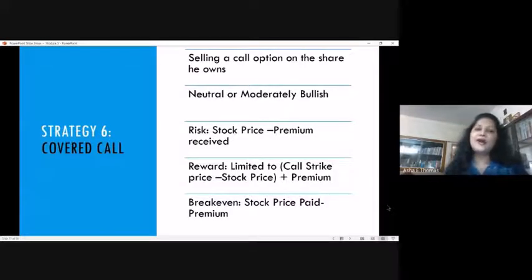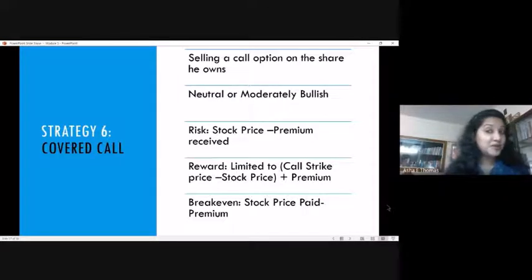Now here, what happens is you're selling a call option on the share you actually own. Okay, you own a share, you actually bought a stock, and you have it with you, and then you are selling a call option. Now why do you sell a call option? You give the right to the other person to buy the asset. Now when will the other person exercise the right? When he is able to get the asset at a lower price than that which is available in the market.